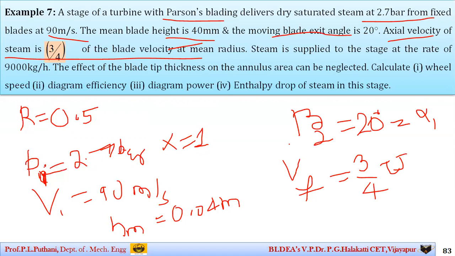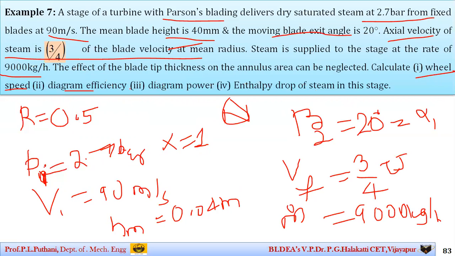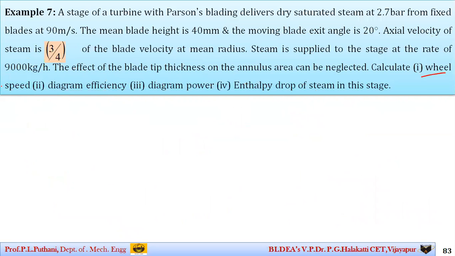Then you need to find out the steam is supplied to the stage at the rate of how much? 9,000 kg per hour, that is the mass flow rate he has given us. Convert this into kg per second. You have to find out the wheel speed, that is the value of N. Then diagram efficiency and blade efficiency, both are the same, students. Diagram power, and the enthalpy drop, that is delta H naught. So these are the things which he has asked us to find out in this problem.